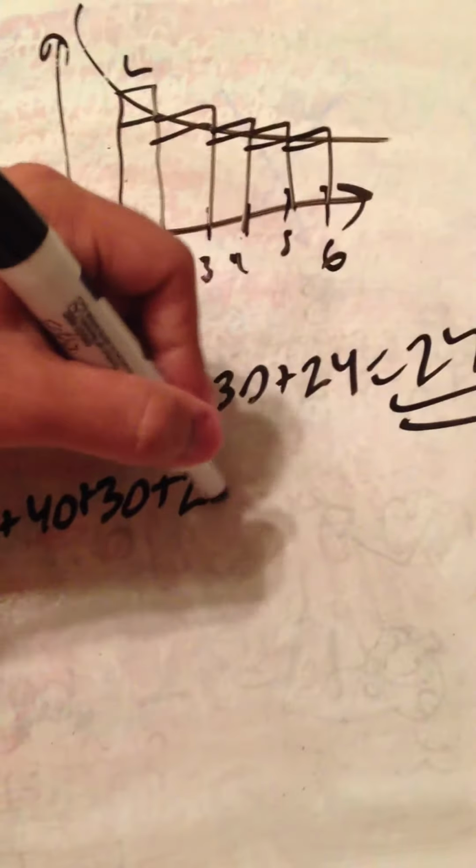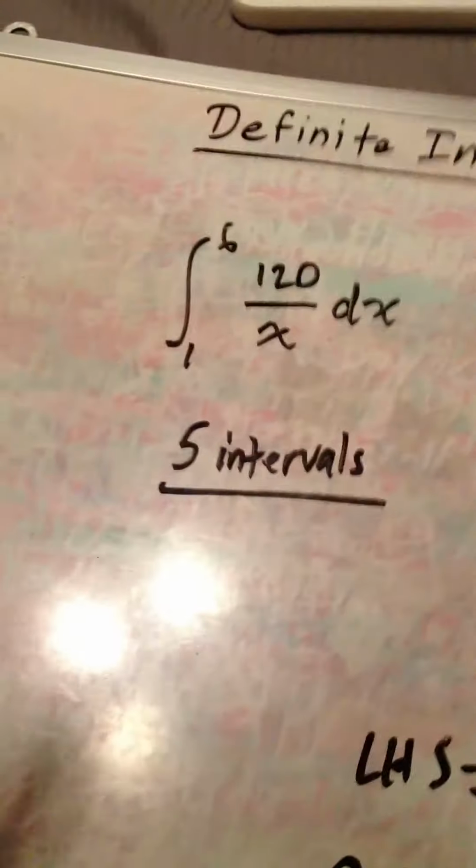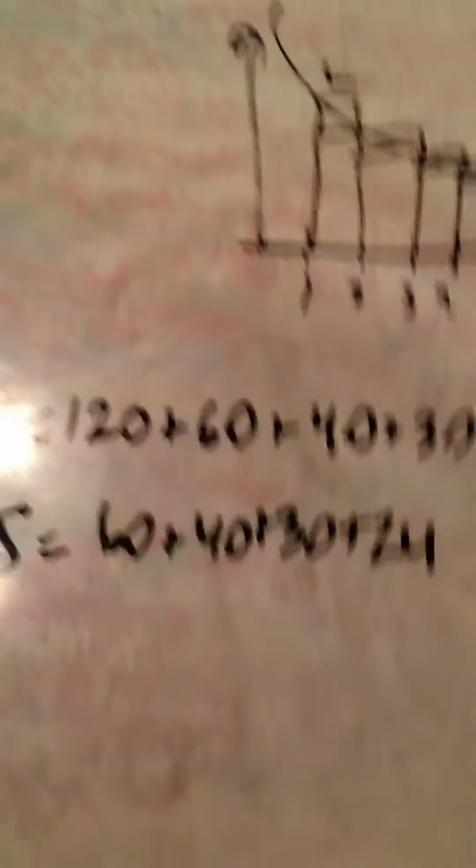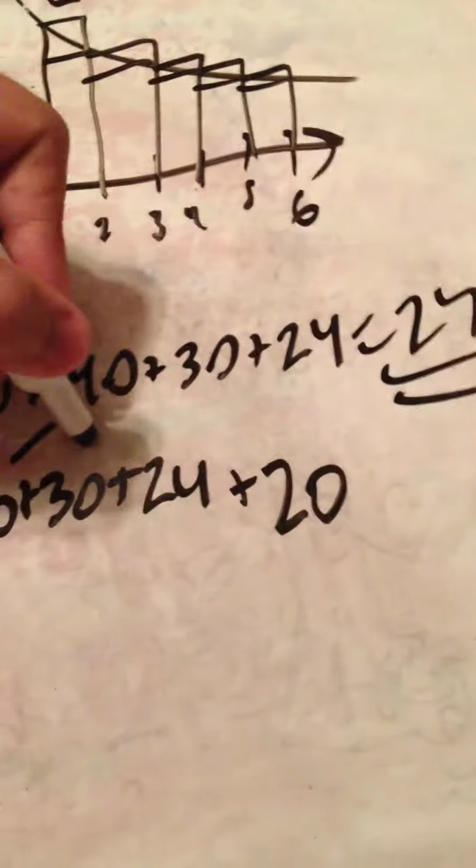60 plus 40 plus 30 plus 24. And it moves 1 over to find the last height. So in this case, you want to find f of 6. 120 over 6 is nothing but 20, right? So 24 plus 20. That's the last number. Notice how it's all correlating. 60 to 60, 40 to 40, 30 to 30, 24 to 24, right?